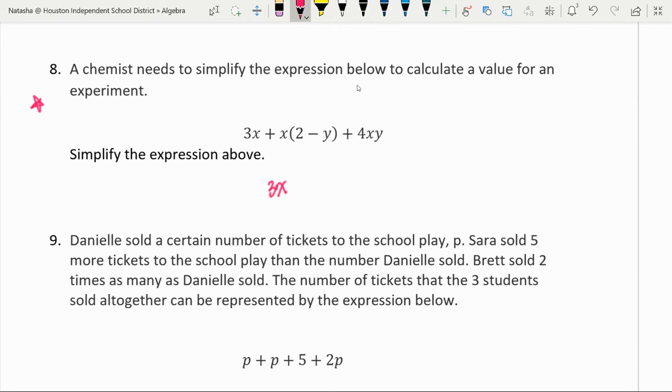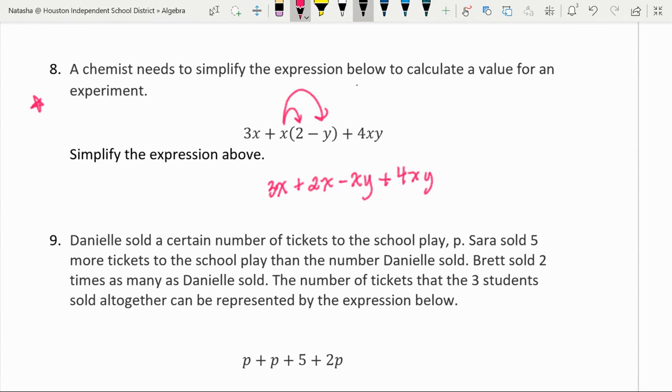So if I look at 3x, I'm going to continue that. So that's going to be 3x. I'm then going to distribute that x. Well, you should know 2 times x gives you 2x. So this is going to be plus 2x. Then you know that this negative x times negative y, that's going to be negative x times y. And then we're going to add plus 4xy.